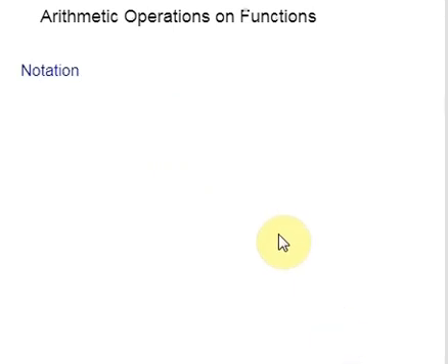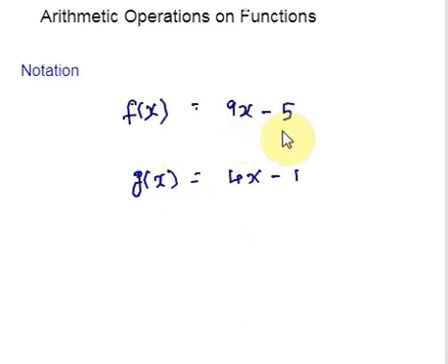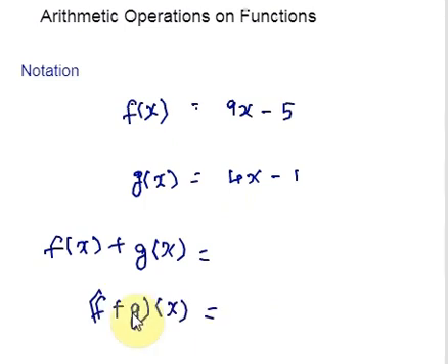A function is a correspondence between two sets, the domain and the range. In addition to evaluating functions, you can do operations with functions. So let's say you're working with the following two functions, f(x) and g(x). Let f(x) be 9x minus 5, g(x) be 4x minus 1. The sum of these functions can be written as f(x) plus g(x), or you can also write this as (f+g)(x).